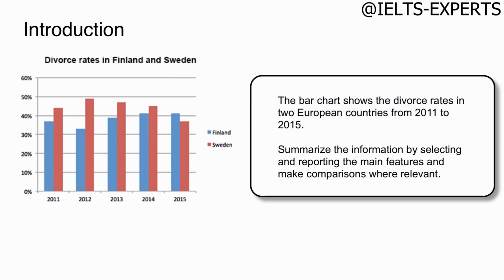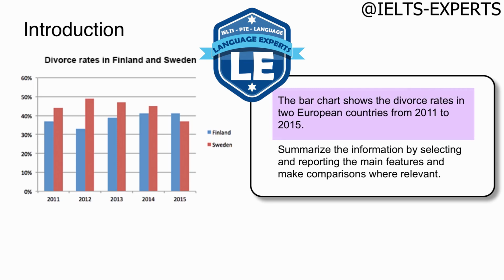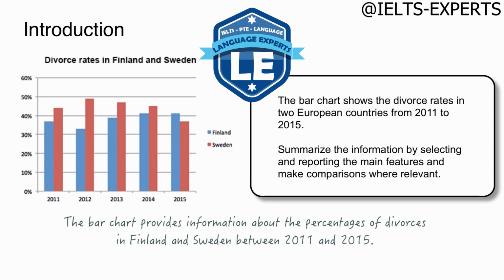So, instead of writing, the bar chart shows the divorce rates in 2 European countries from 2011 to 2015, we should write a paraphrased version of this information by using synonyms. And here is how I wrote it. The bar chart provides information about the percentages of divorces in Finland and Sweden between 2011 and 2015.